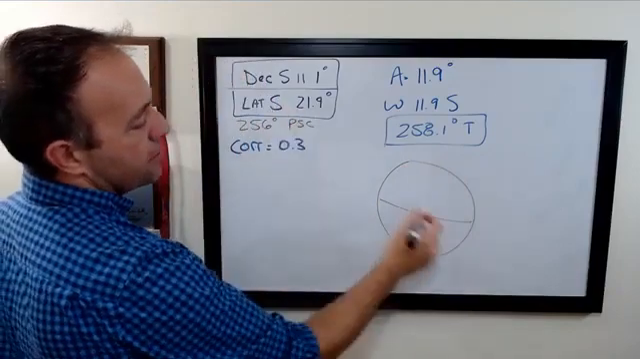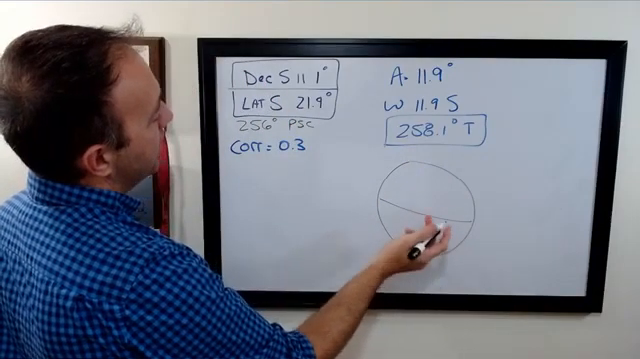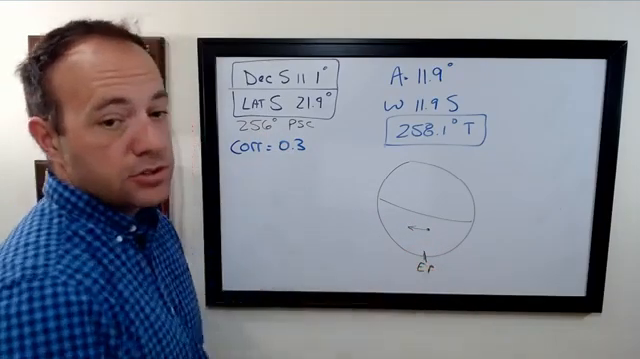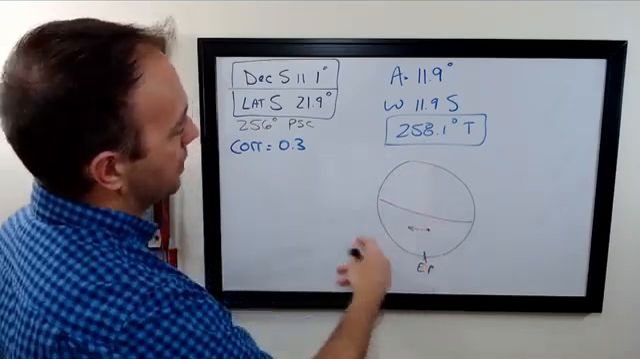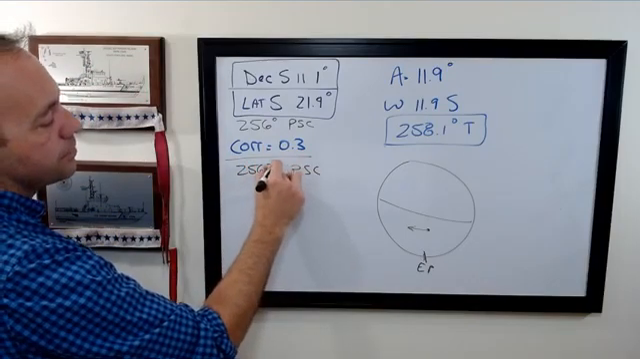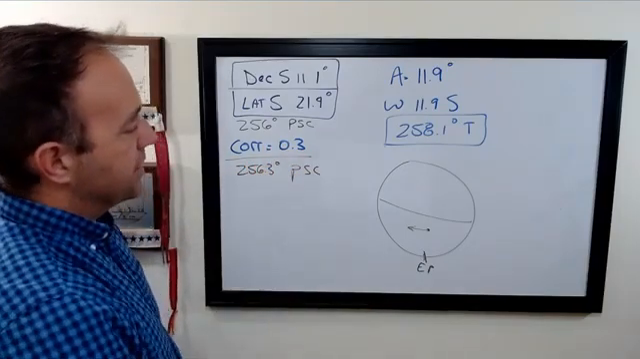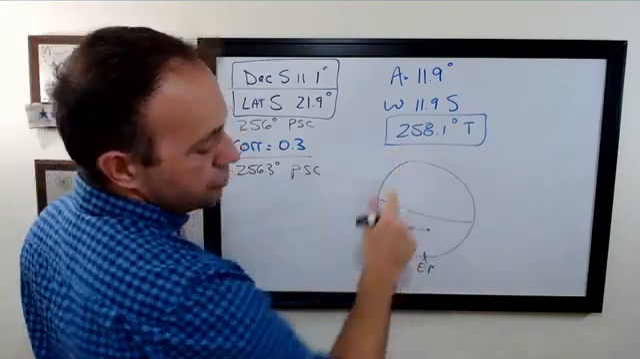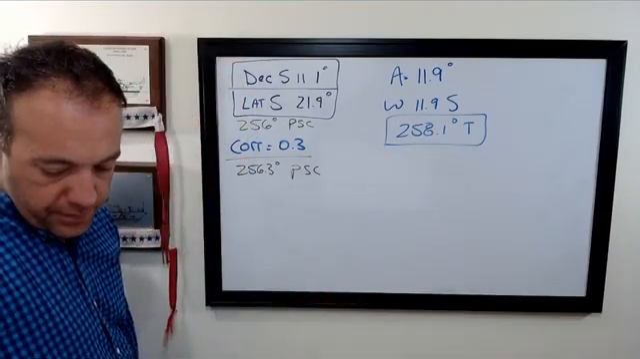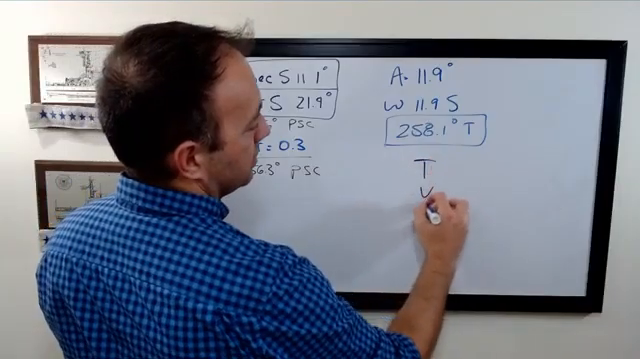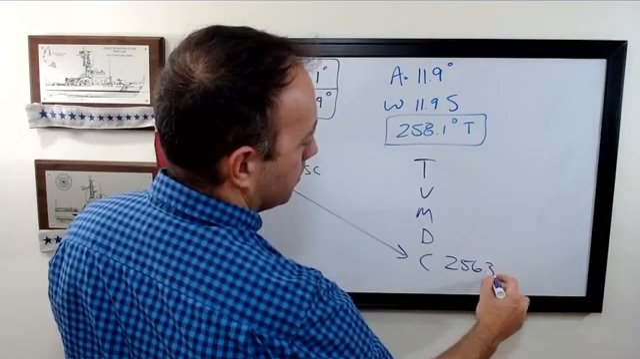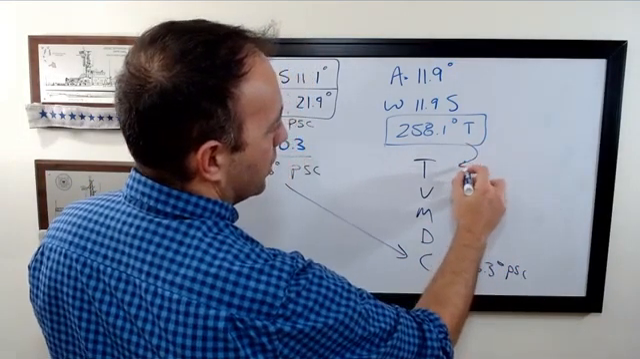Our ship is in the southern hemisphere, and we're looking at sunset. We're looking this way. So this is the elevated pole, the closest pole to you. So you have to apply the correction away from it. Our total PSC is going to be 256.3 degrees, right? And so then you've got your compass course, you've got your true course. You can put all this into the True Vampires thing, just like normal, or the Can Dead Men Vote Twice thing. This one is going to go here, 256.3. This one's going to go here, 258.1.